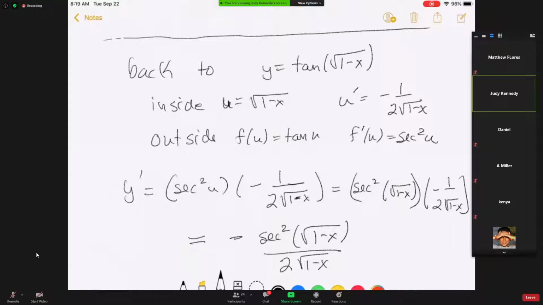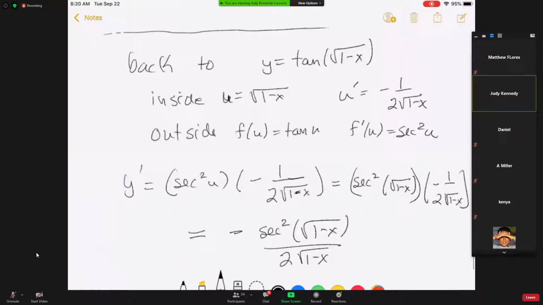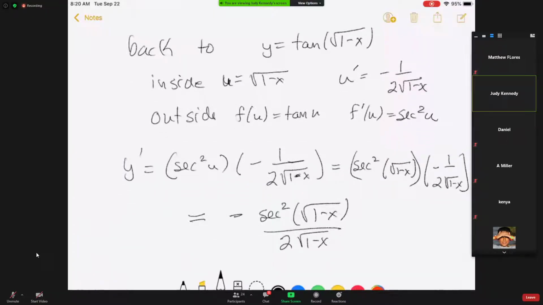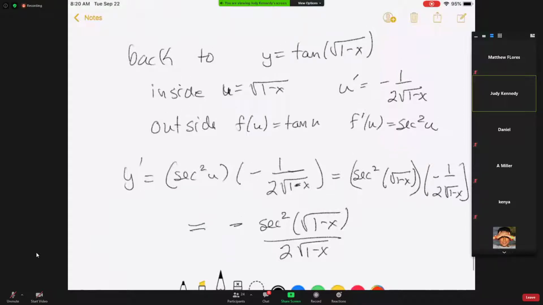Okay, so that's actually a composition of 3 functions in there. On the inside is 1 minus x, then there's the square root of that, and then you take the tangent of that. But you just pull it apart piece by piece, and you can figure it out. Any questions?